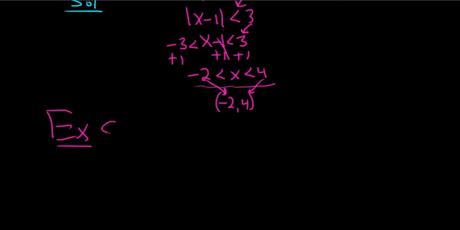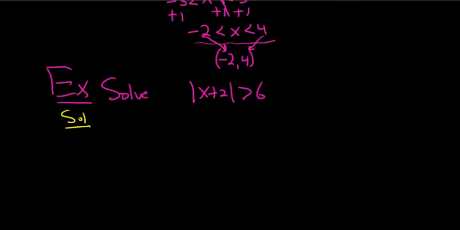Let's see. Solve. Absolute value of x plus 2, greater than 6. So this one, we've already solved for the absolute value, so we're ready to use the formula, okay? Whenever you have the absolute value by itself and there's a greater than sign, you can drop the absolute value. So x plus 2, greater than 6, or x plus 2, and then it's less than the opposite, okay? So you just put a less than and you switch the sign.